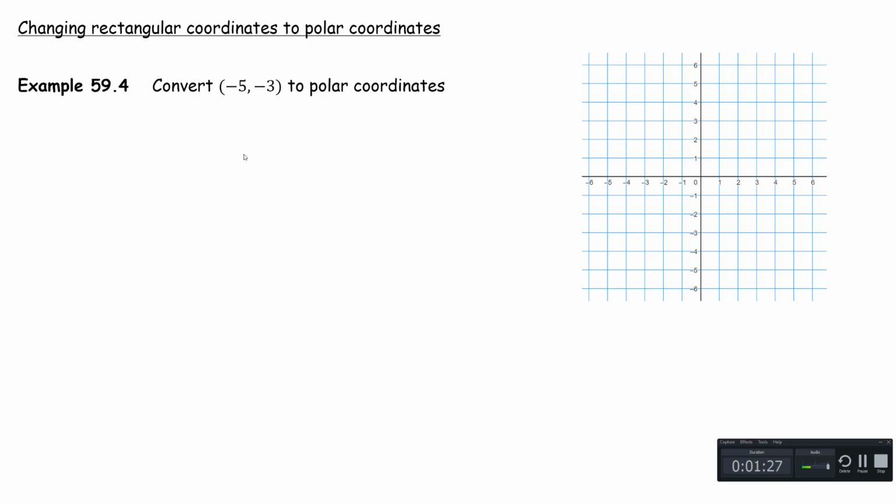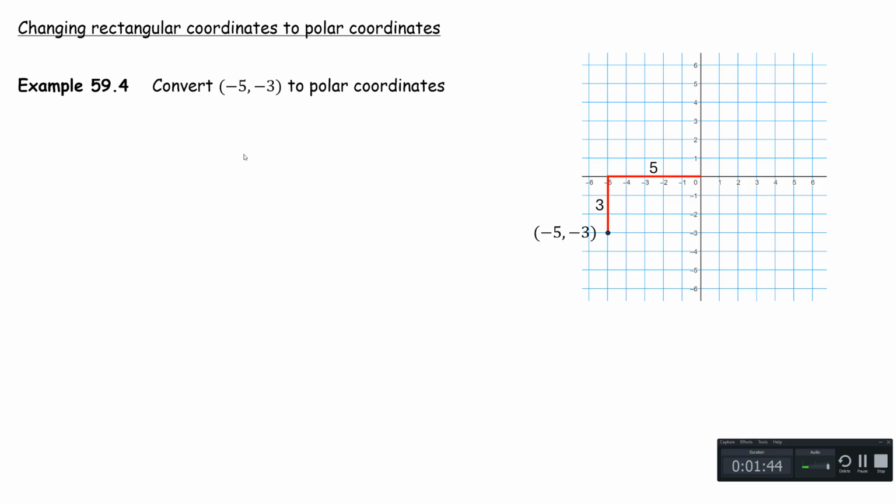So the first thing we're going to do is graph that point. So we're going to go 5 to the left and 3 down. That puts us in the third quadrant, and we're at the point -5, -3. Those are the rectangular coordinates for that point.